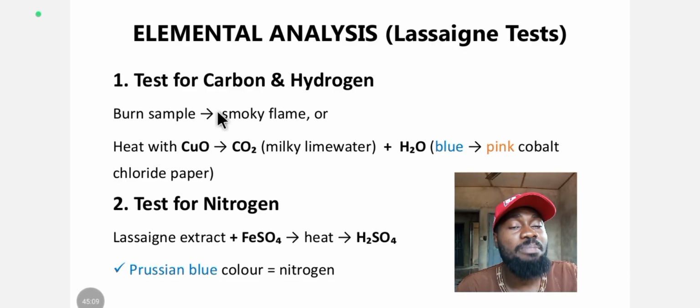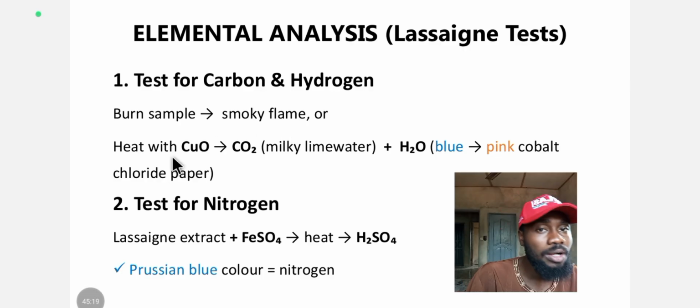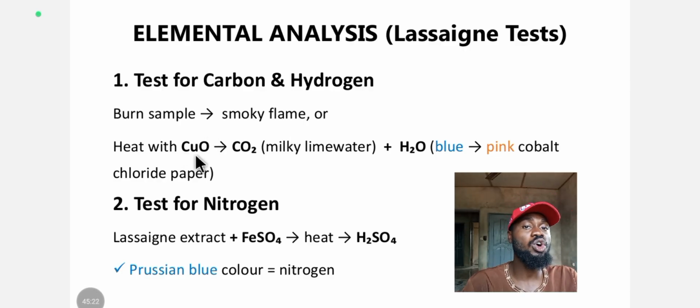And after you use the test, what confirms the presence of hydrogen and carbon? It burns with a smoky flame. Or you heat the solution with copper oxide. So when you heat the solution with copper oxide, what is the observation? It turns lime water milky. So carbon(IV) oxide is formed, or liberated, and water is also liberated, which turns blue cobalt chloride paper to what? Pink. So when blue cobalt chloride paper turns to pink after the solution is heated with copper oxide, the test is usually the test for hydrogen and carbon, or the test for hydrocarbon.